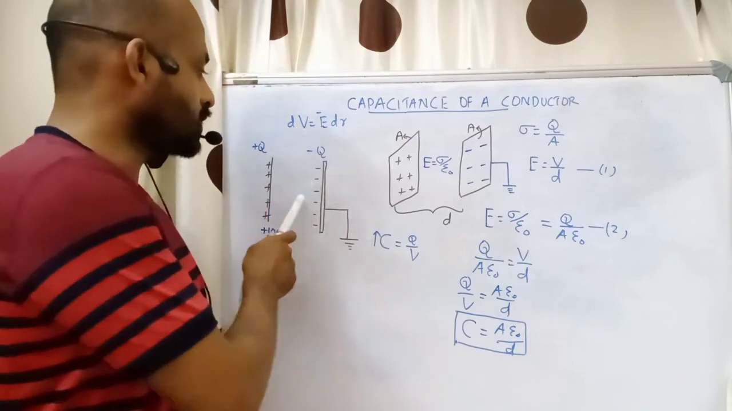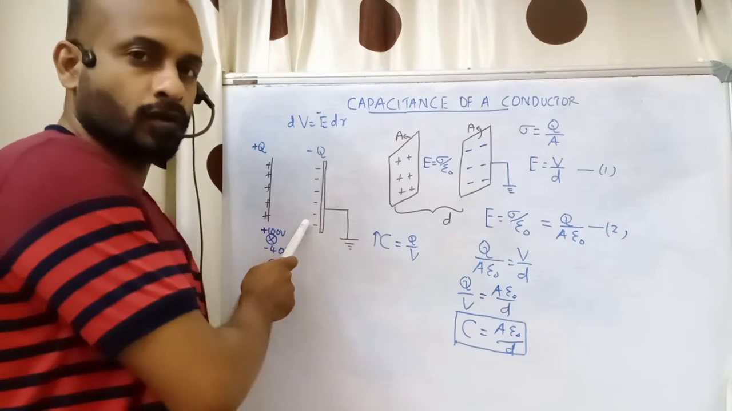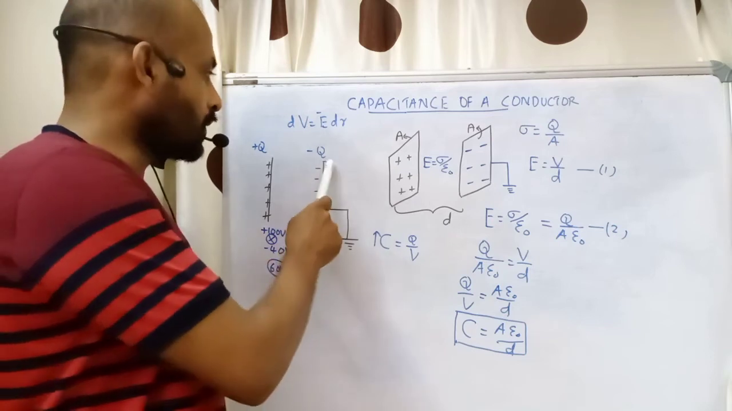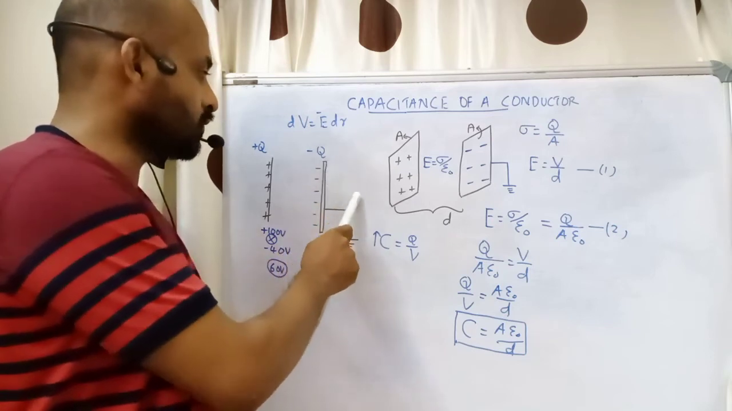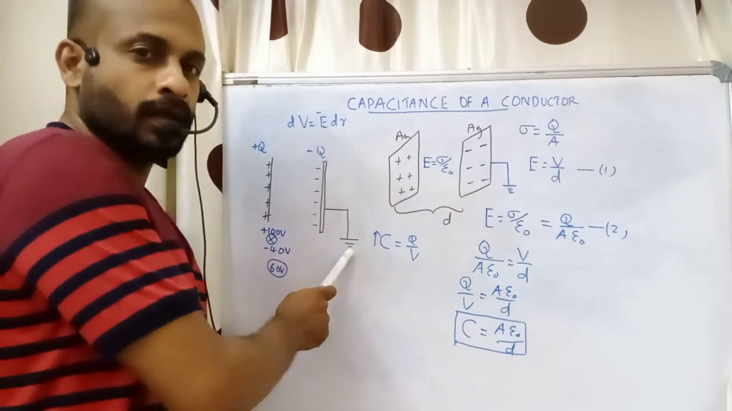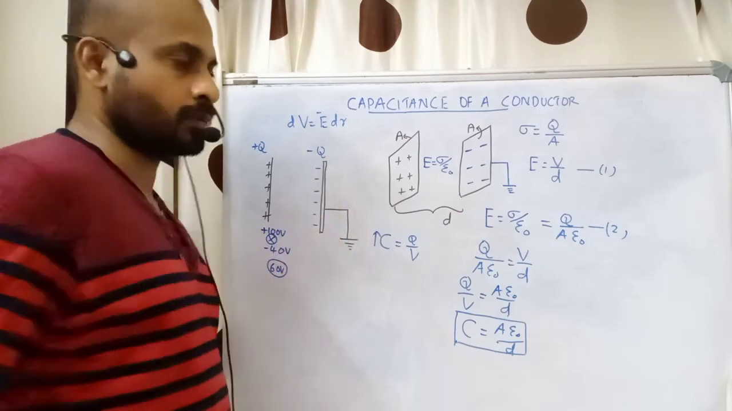Here charges were induced by the phenomenon of electrostatic induction. What happened to those positive charges here? These charges were neutralized by electrons supplied from the earth.